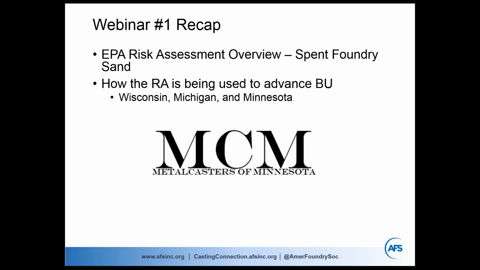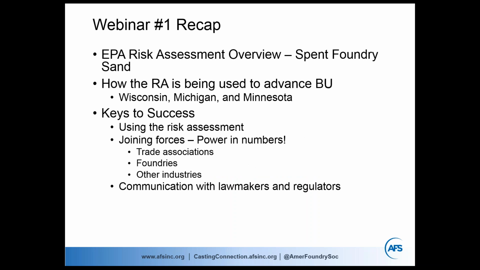And how the Metalcasters of Minnesota have reignited the conversation with the MPCA for streamlining beneficial use for foundries and possibly work towards reform of the beneficial use rules. Again, the risk assessment is and has been the key. The recurring keys to success in states making positive change with regard to beneficial use include using the risk assessment to leverage change, joining forces with the other foundries, trade associations, and other industries, as well as establishing good relationships and positive communication with lawmakers in your state.